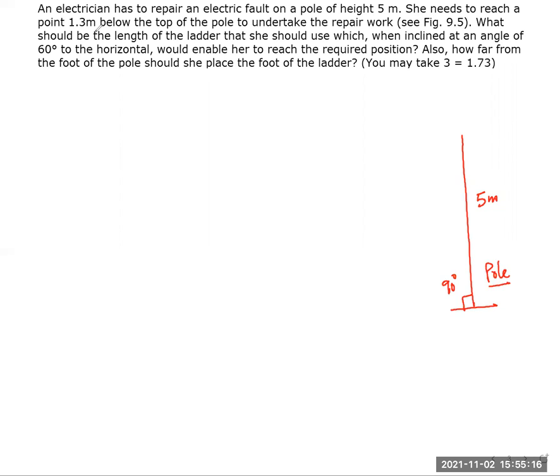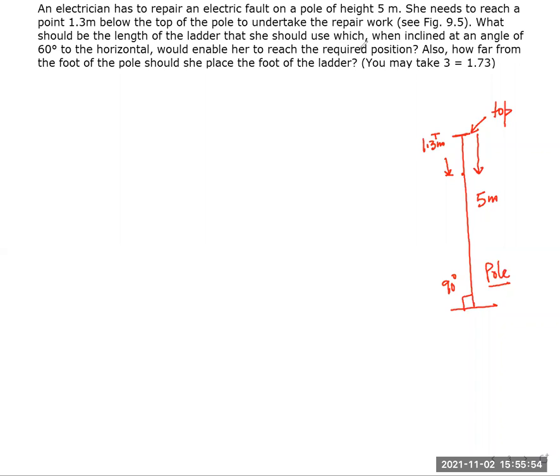She needs to reach a point 1.3 meter below the top of the pole to undertake the repair work. Okay, so this point is the top of the pole, but she wants to reach a point 1.3 meter below the top. So that means somewhere here. This distance is 1.3 meter, right? Below the top, she should be here. All right. What should be the length of the ladder? Ladder means CD.